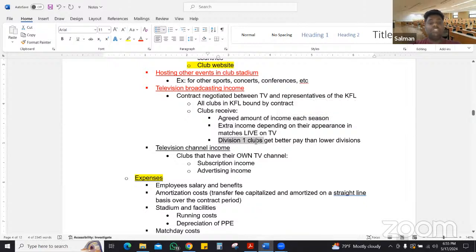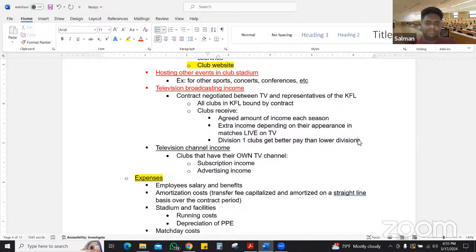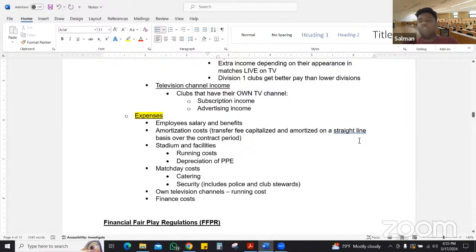Division 1 clubs get better pay than lower divisions. Division 1 is the main division. Clubs get better pay than Division 2. Division 2 gets better pay than Division 3. Right? So students, do not memorize this. This is for you to create a mind map.